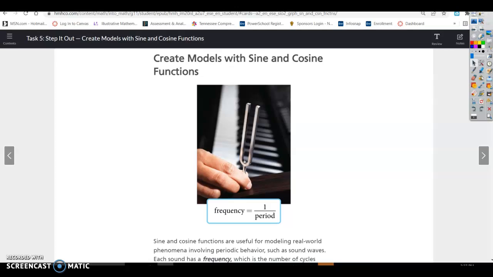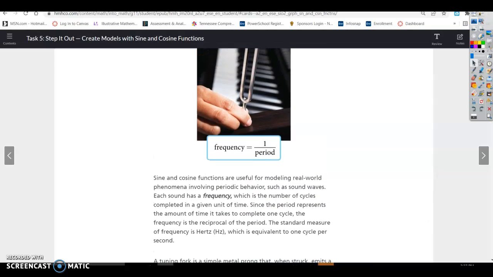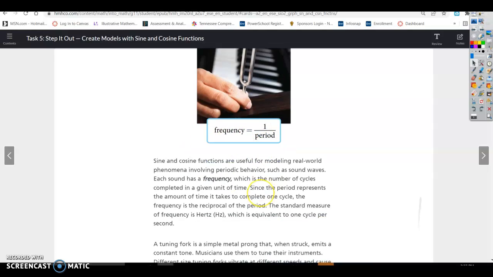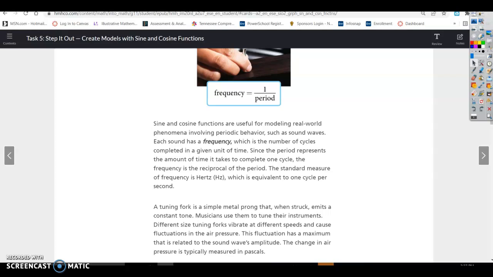Lesson 16.1, Task 5. Create models with sine and cosine functions. All right, so now we're going to talk about frequency. Frequency equals 1 over your period. So let's look at the definition here.